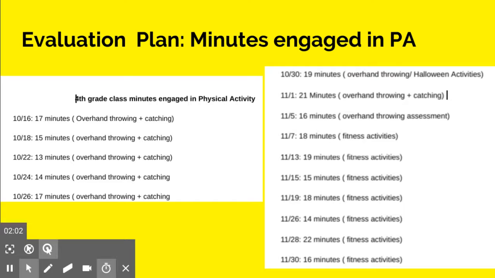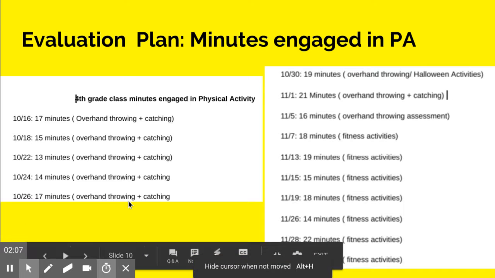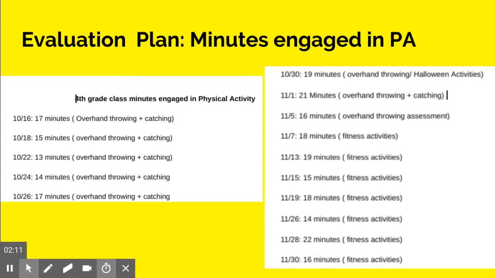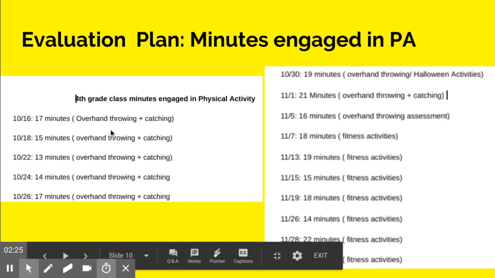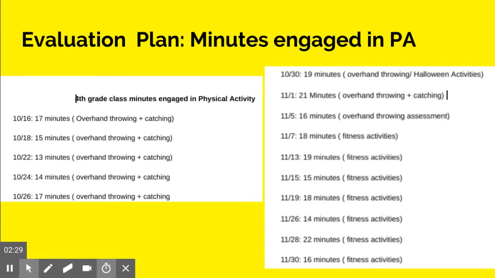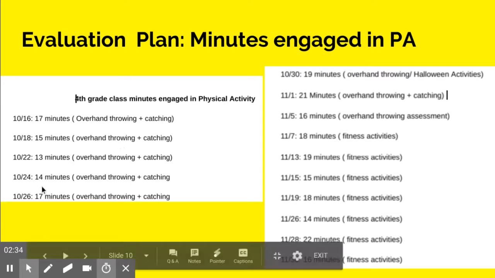Based off of what you see right here, there's only 2 classes that students engage in activities for over 20 minutes, which was on 11-1, where they engaged in 21 minutes, and then on 11-28, which they engaged in 22 minutes. Also on this slide, you can see that the students engaged in overhand throwing and catching activities for 8 lessons, and then they engaged in fitness activities for 7 lessons during the 15 classes.